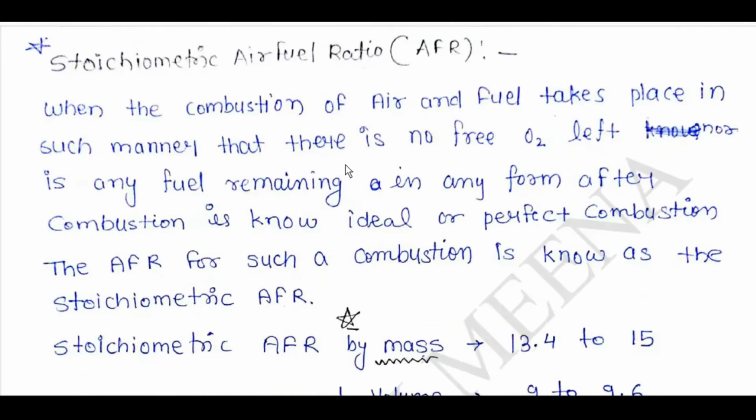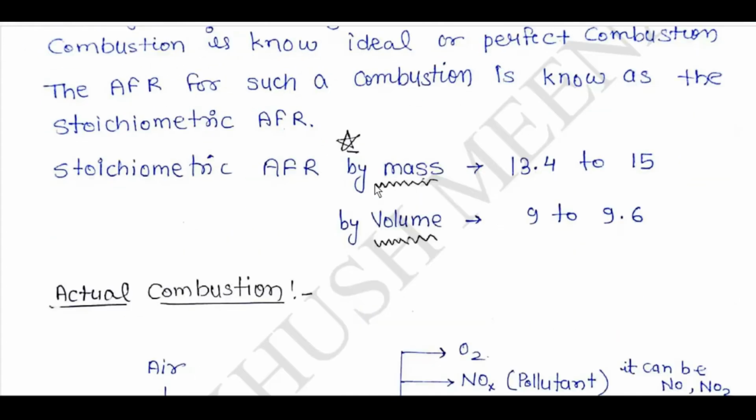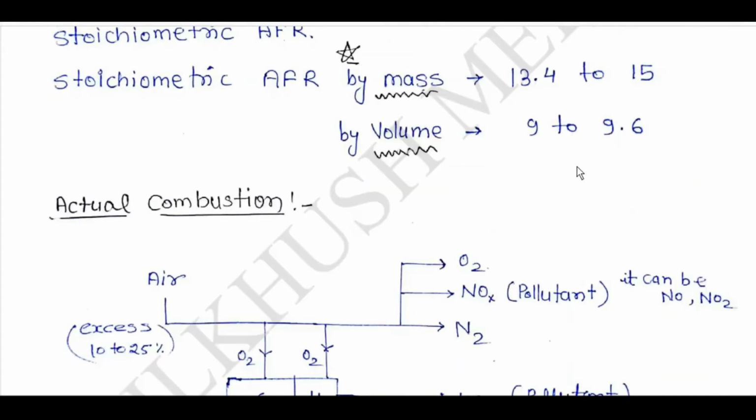Stoichiometric air fuel ratio: when combustion of air and fuel takes place in such a manner that there is no free oxygen left, nor is any fuel remaining in any form after combustion, it is known as ideal or perfect combustion. The AFR for such combustion is known as the stoichiometric air fuel ratio. Stoichiometric air fuel ratio by mass is 13.4 to 15, by volume 9 to 9.6.